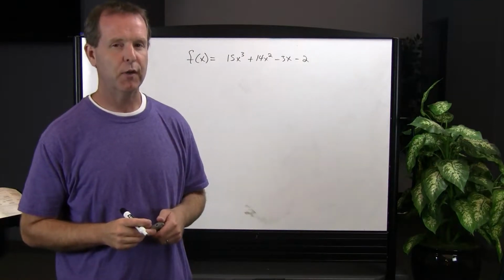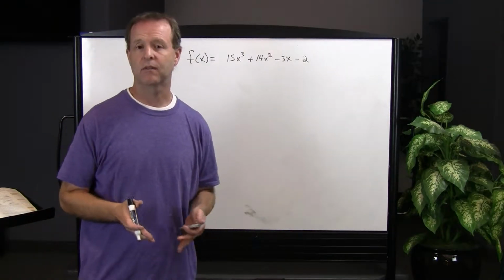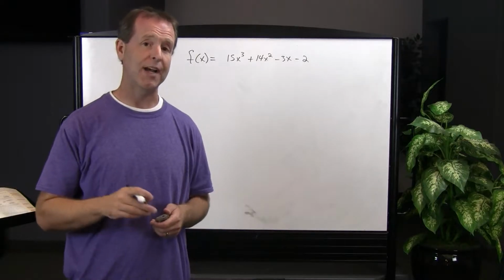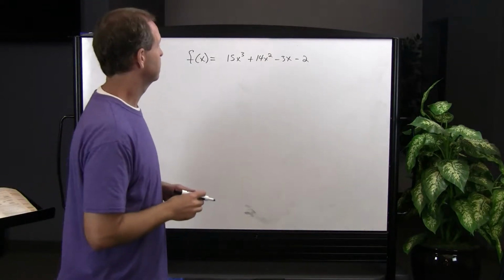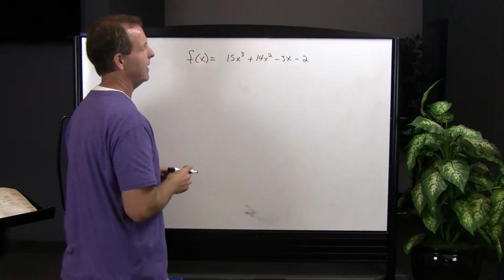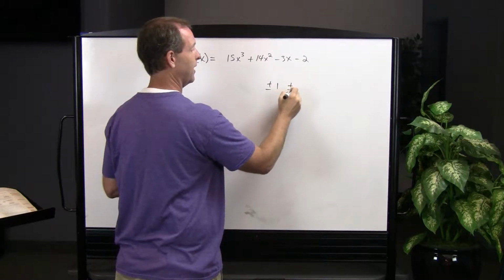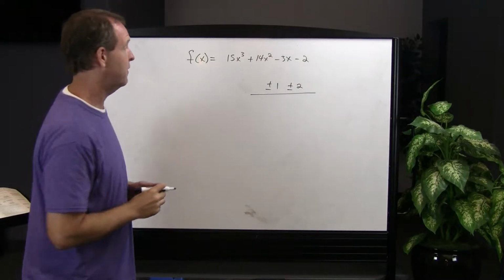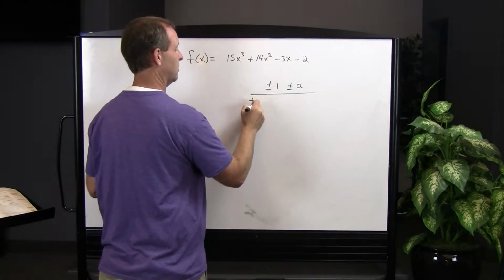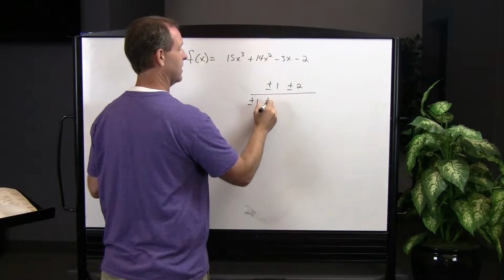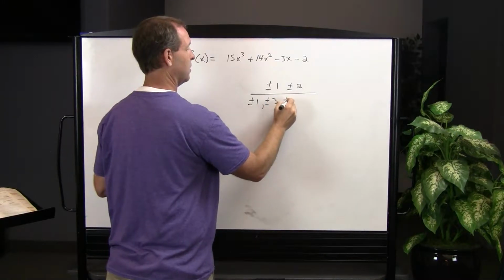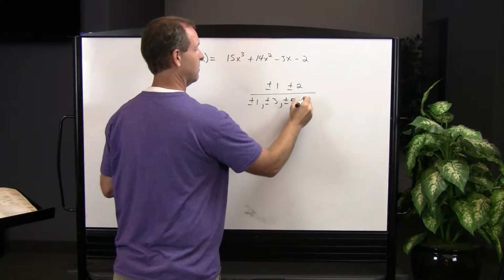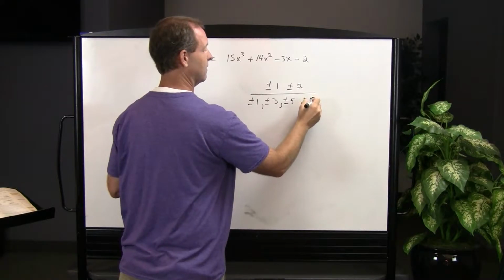Let's use our rational zero theorem another time to find out if there are some possible rational zeros. We did that by looking at all the factors of the constant term, plus or minus 1, plus or minus 2, divided by all the possible factors of the leading coefficient, plus or minus 1, plus or minus 3, plus or minus 5, plus or minus 15.